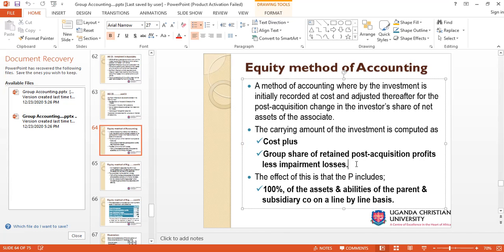Let's look at this. This is what we have actually talked about. The carrying amount of the investment in associate is computed as cost plus group share of retained post-acquisition profits less any impairment losses.